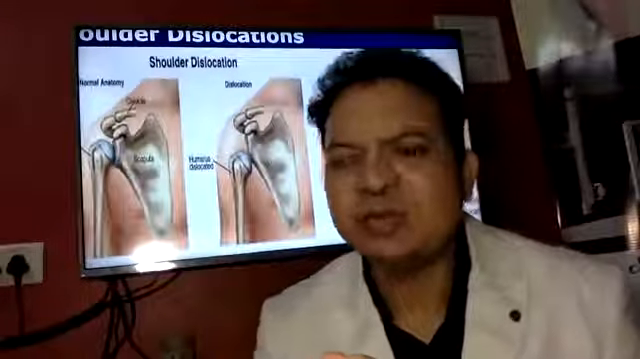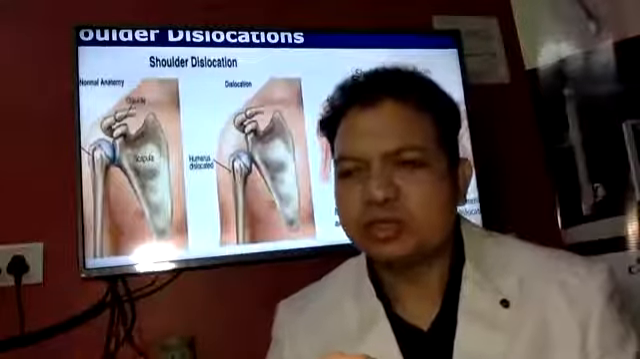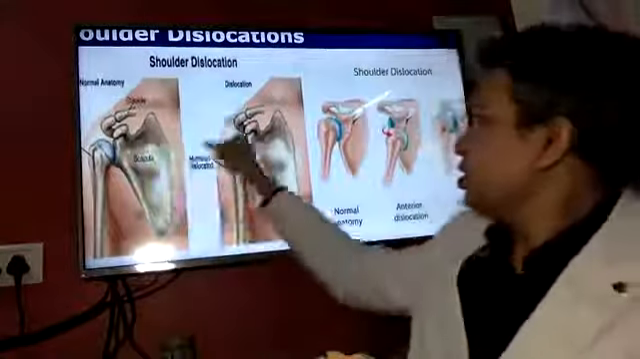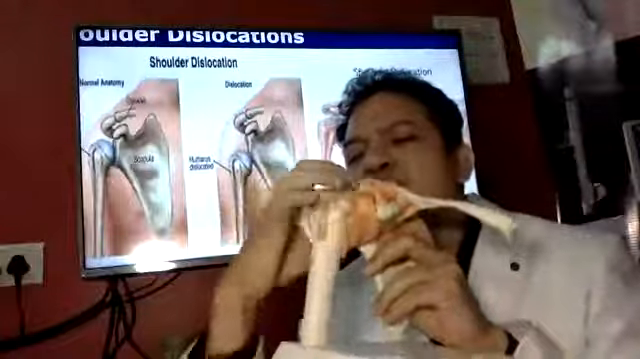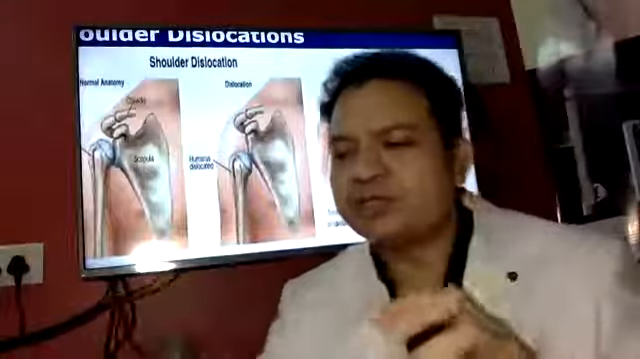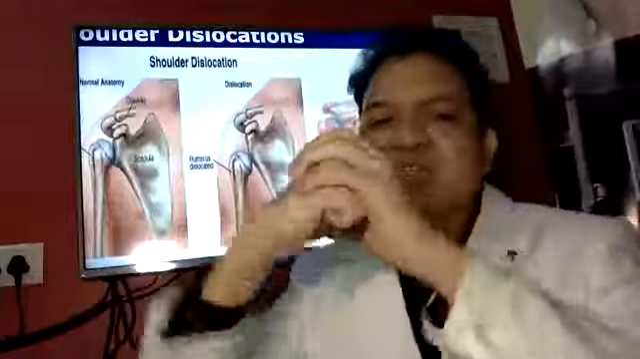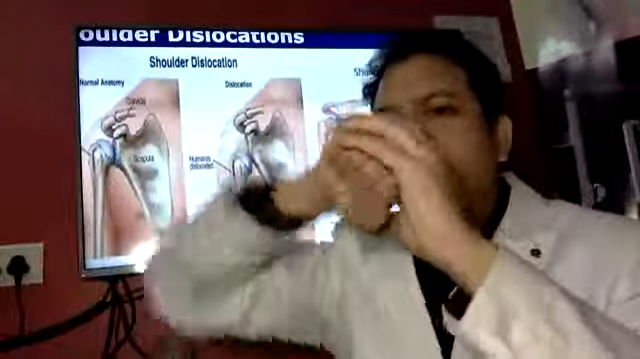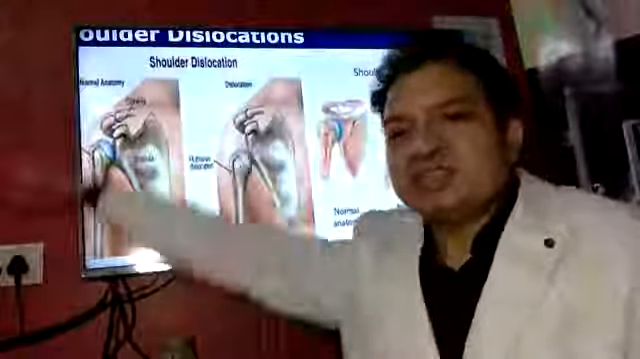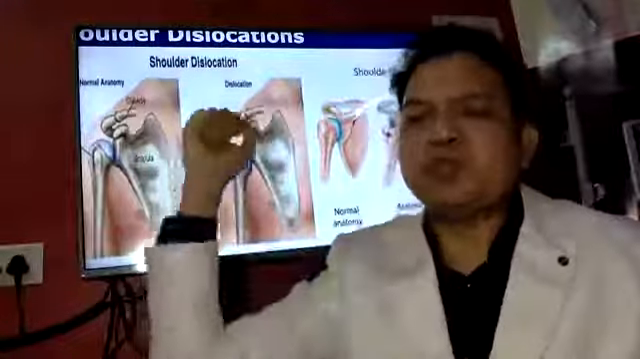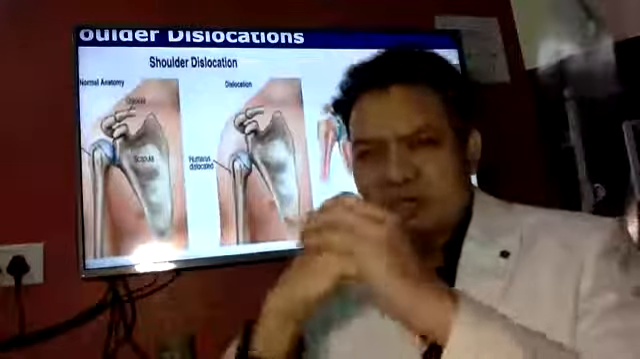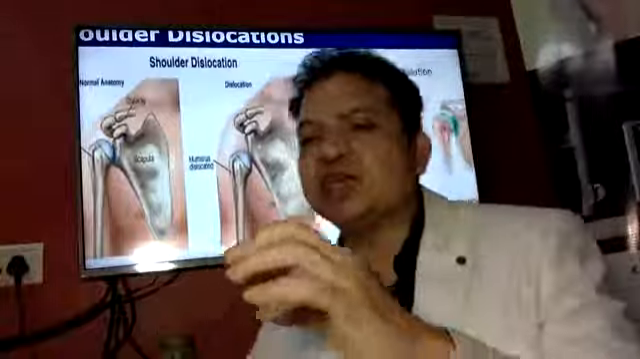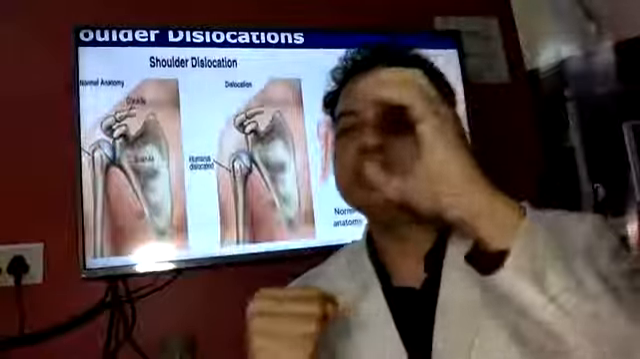Now let's see about shoulder dislocation. What is shoulder dislocation? If you can see over here, this is the normal shoulder joint. This ball is staying inside this cavity. This is a ball and socket joint. This ball and socket joint moves in all directions and gives us an entire range of movement. But because of this high mobility, it becomes unstable, and there is a chance that the ball comes out of it, and this is called shoulder dislocation.